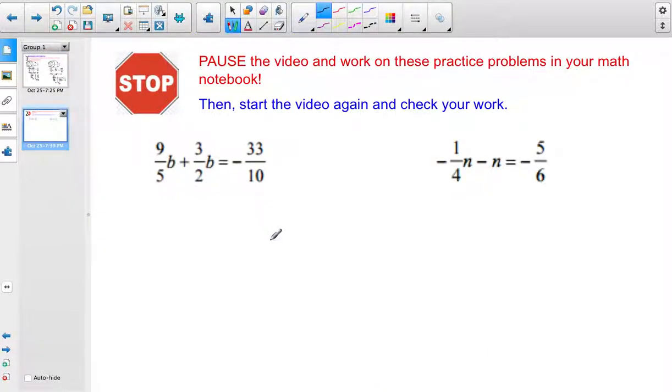We're going to move on to this slide. I would like you to try these two practice problems. Do the work just like the steps we did in the problems on the previous slide. Pause the video now as you're doing your work in your math notebook. When you're ready to check your answers, unpause the video and you can see how these answers get worked out.